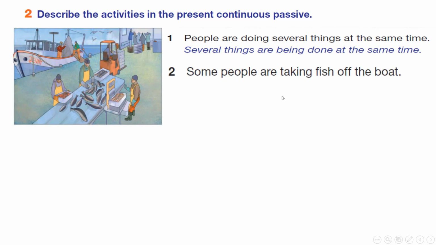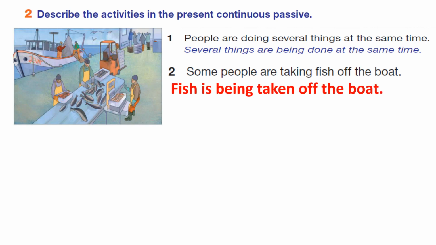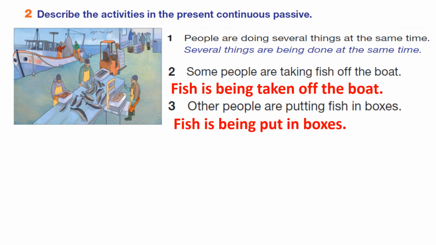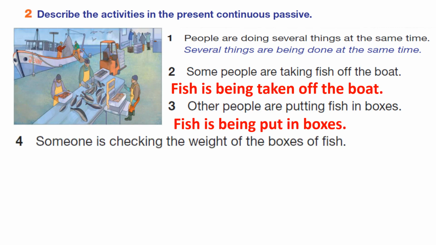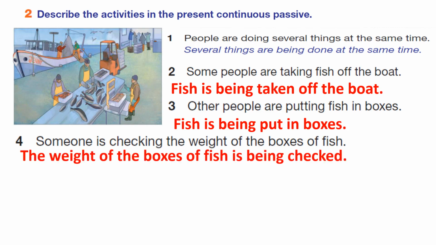Number 2, some people are taking fish off the boat. It becomes fish is being taken off the boat. 3. Other people are putting fish in boxes. Fish is being put in boxes. Someone is checking the weight of the boxes of fish. It becomes the weight of the boxes of fish is being checked.